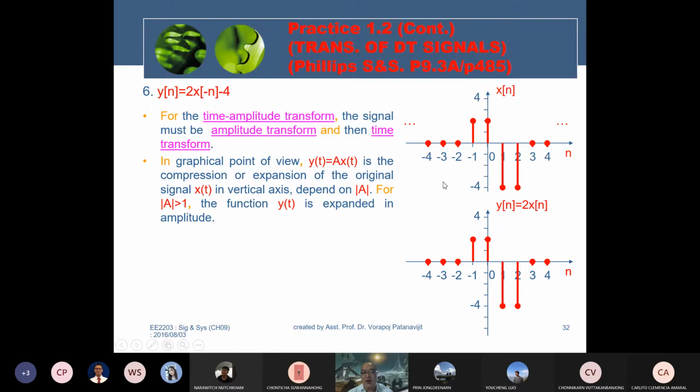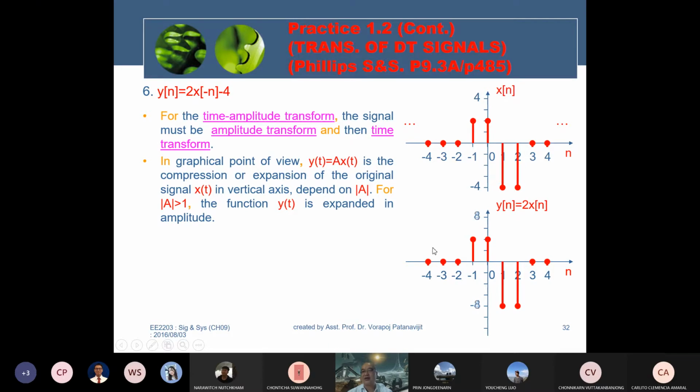From the graphical point of view, y(t) = a·x(t), and a equals 2 in this case, is the compression or expansion of the original signal x(t) in the vertical axis, depending on the absolute value of a. For a equal to 2, it is greater than 1. Therefore, the function y(t) is expanded in amplitude. You rescale the vertical axis by 2, changing from 4 to 8.